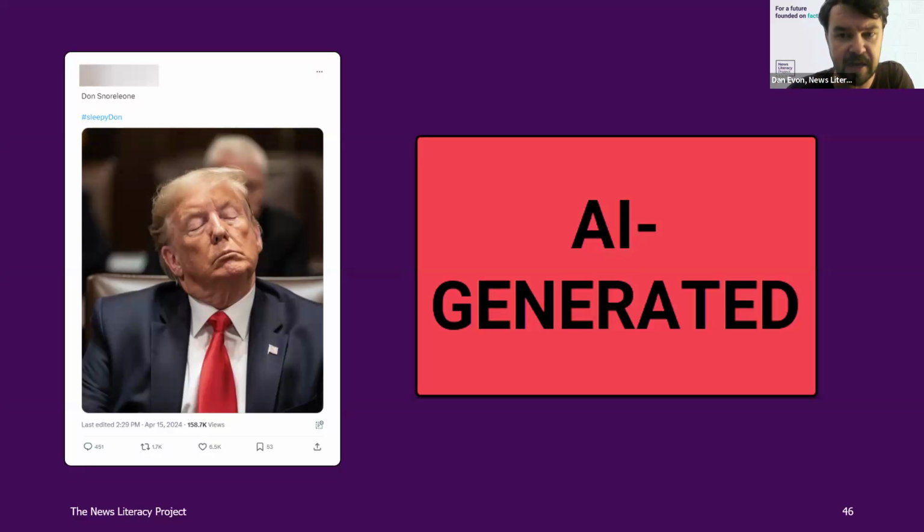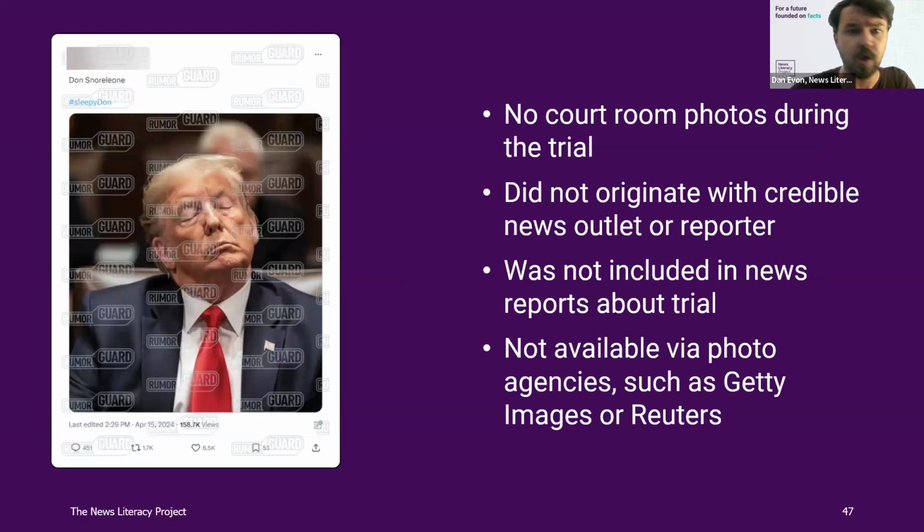But when we look at the surrounding context, we can see that this photo just can't exist. There were no photos allowed during the trial. Photos were allowed before the trial and after the trial, but nobody was allowed in the courtroom to take photos. We have to rely on courtroom sketches. It doesn't come from a credible news outlet or a reporter. This was just posted by random people making political attacks against President Trump. It wasn't included in news reports about the trial.